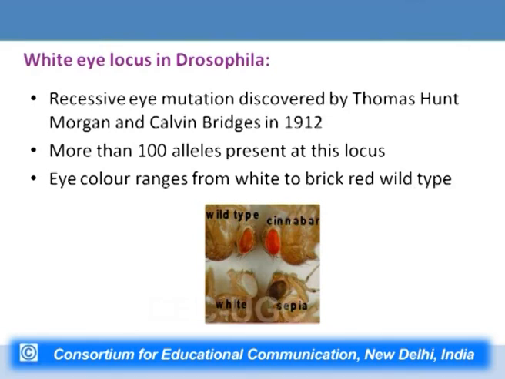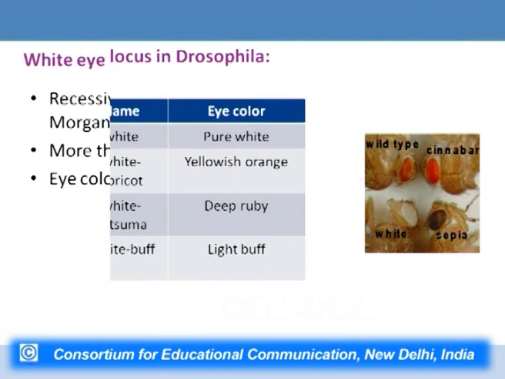Another example of multiple allelism can be seen in white eye locus in Drosophila. It is a recessive mutation which was discovered by Thomas Hunt Morgan and Calvin Bridges in the year 1912. More than 100 alleles are present at this locus and they lead to formation of eye color which ranges from white to brick red wild type.